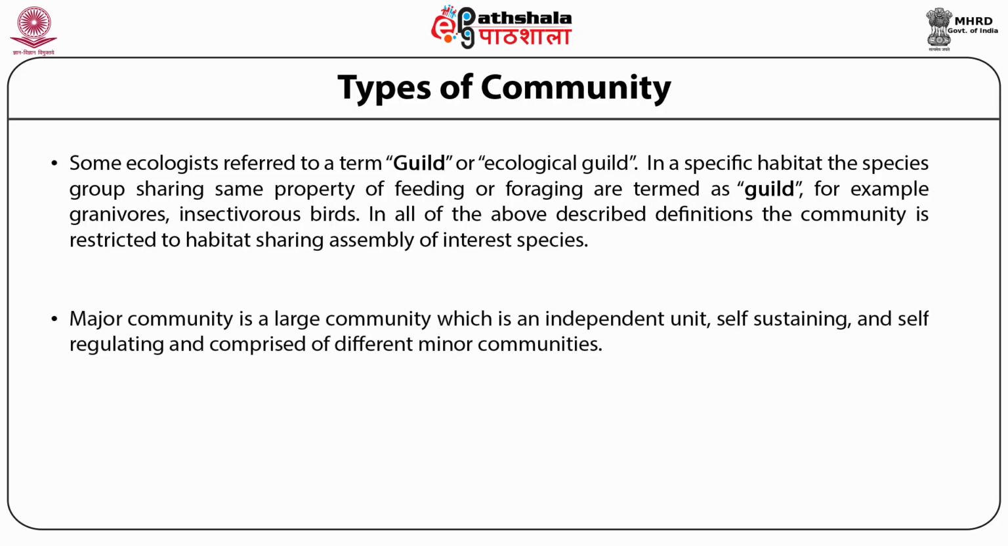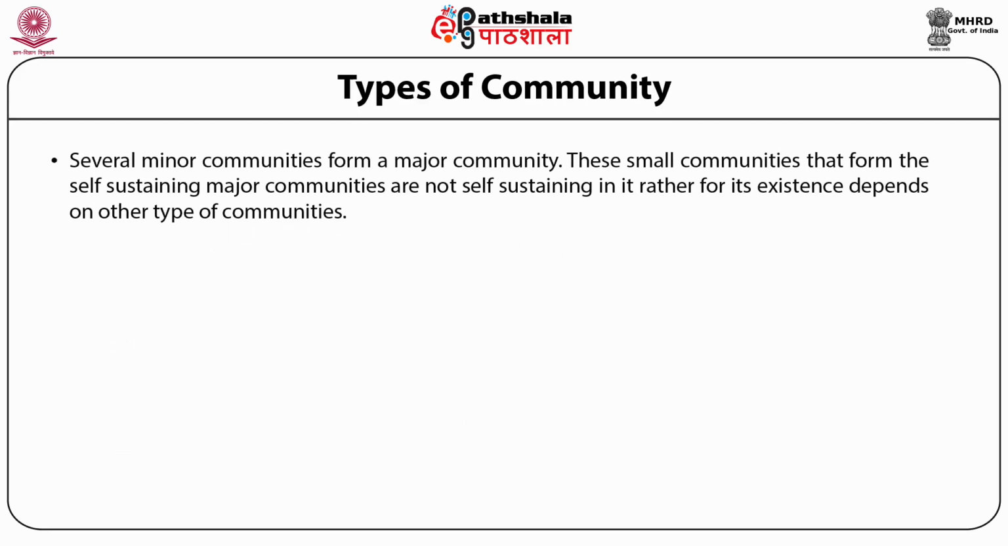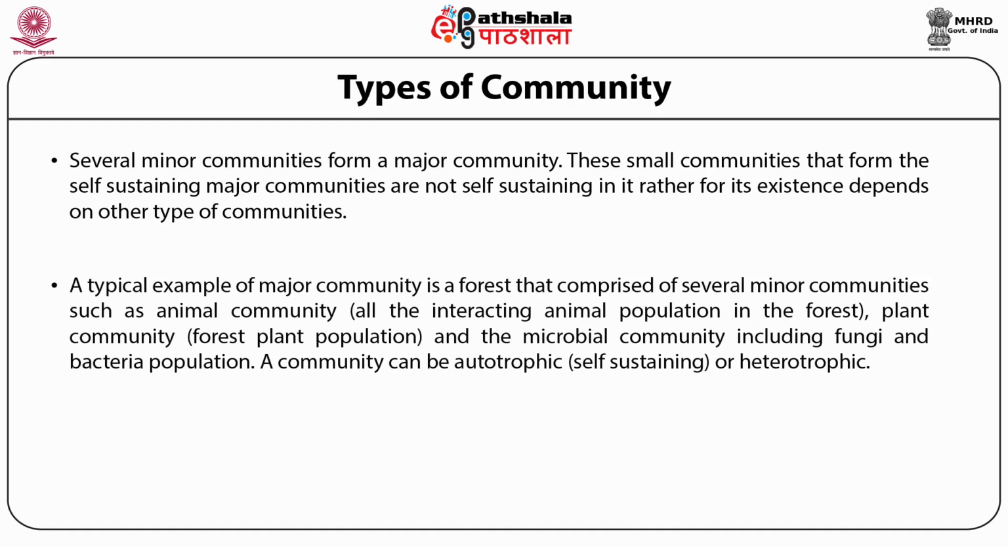A major community is a large community which is an independent unit, self-sustaining and self-regulating, and comprised of different minor communities. A forest, pond, desert, meadow, lake and grassland are some common examples of major communities. Several minor communities form a major community. These small communities are not self-sustaining in themselves; rather, their existence depends on other types of communities. A typical example of a major community is a forest, comprised of several minor communities such as the animal community, all the interacting animal populations in the forest, the plant community, the forest plant populations, and the microbial community including fungi and bacteria populations.